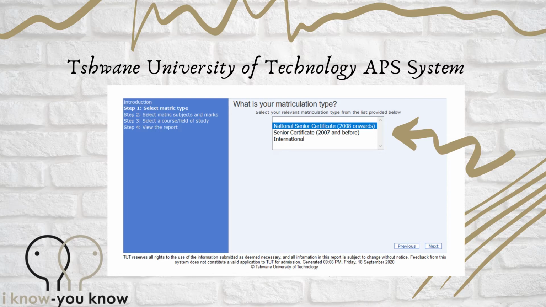You do know that in 2008 the school curriculum changed, so how your APS is calculated will differ across the two systems, as well as across the international system as well, because we all know that our schooling systems are not the same, and so even how your APS score is calculated would be different.